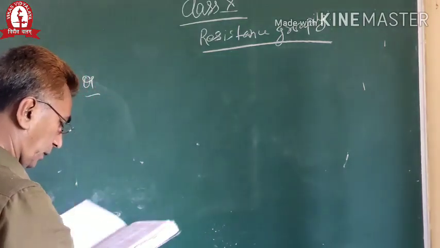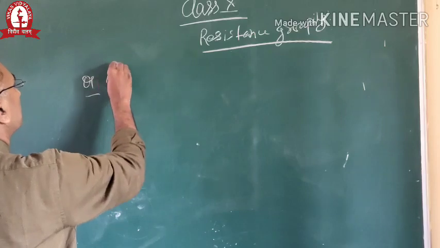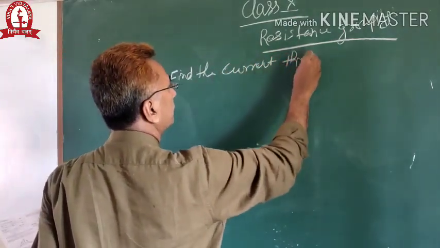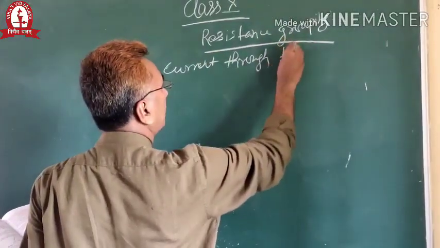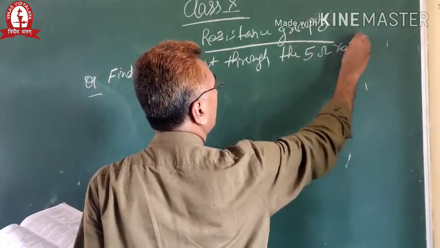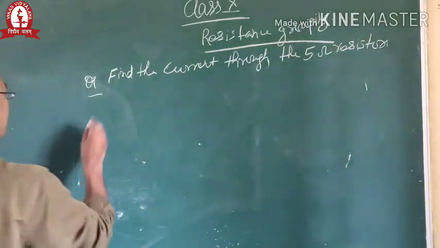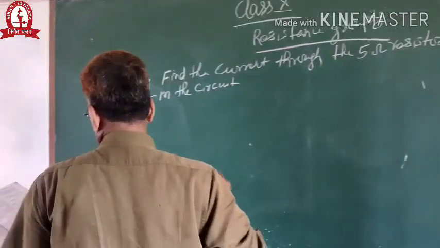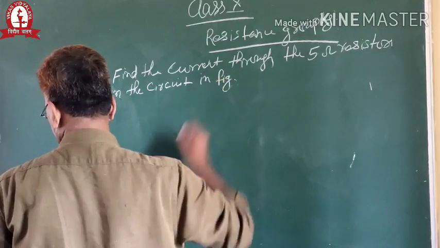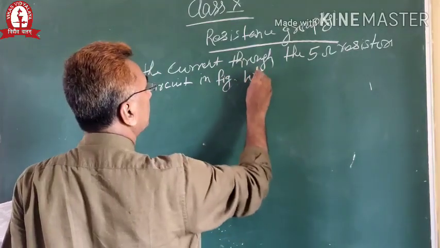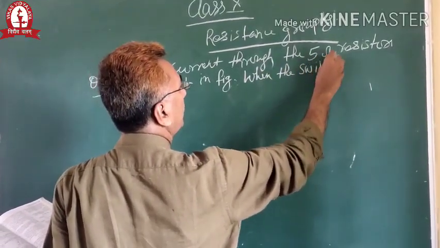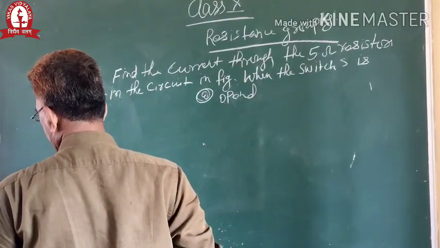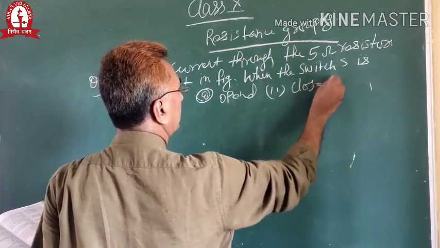Question number 1. Find the current through the 5 ohm resistor in the circuit in figure when the switch S is open and when it is closed, and the figure is like this.